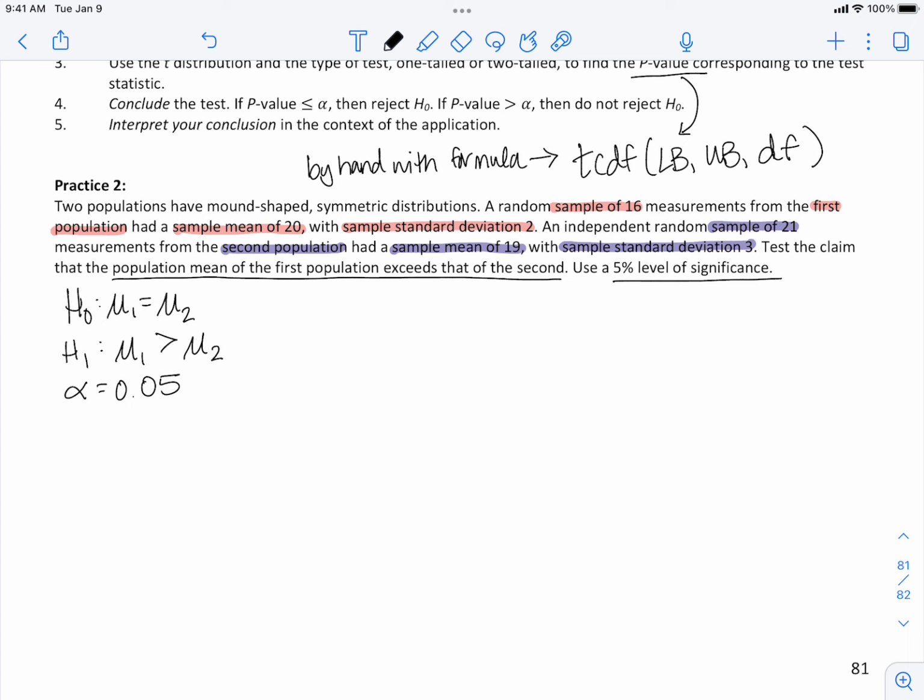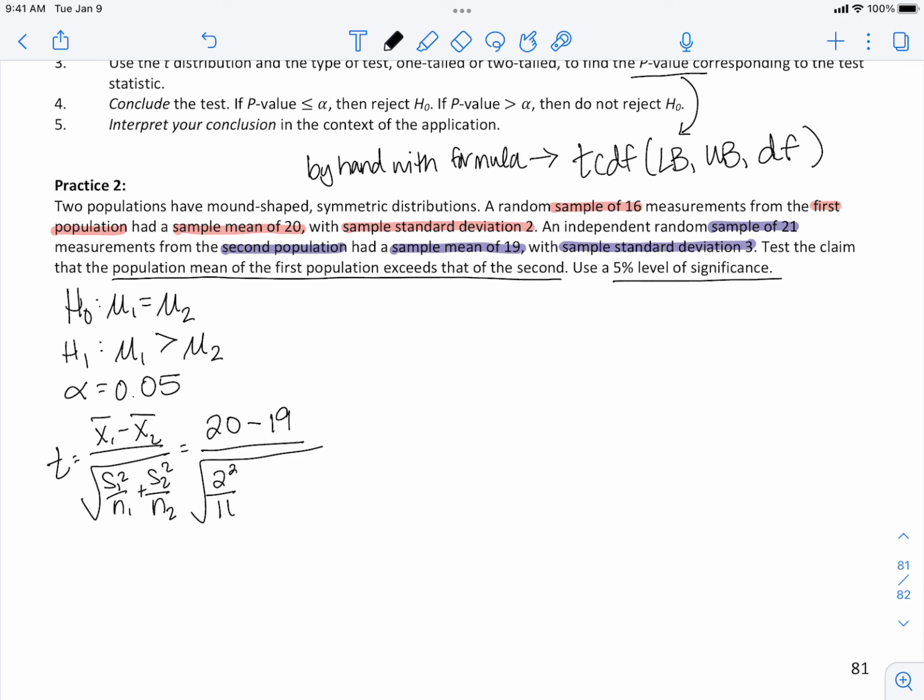Okay, so now we're going to find our value for the test statistic. Using our formula, t is equal to x1 bar minus x2 bar divided by the square root of s1 squared over n1 plus s2 squared over n2. Plugging this in, we have 20 minus 19 divided by the square root of 2 squared divided by 16 plus 3 squared divided by 21.